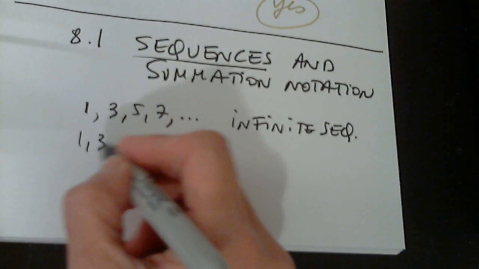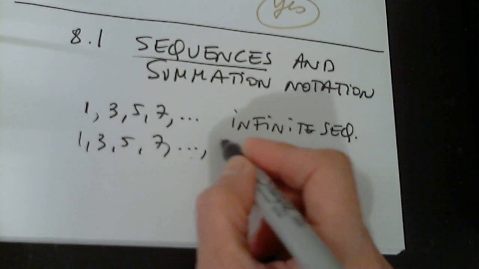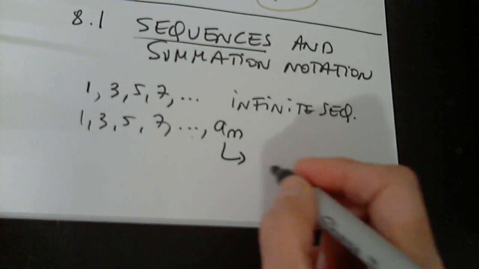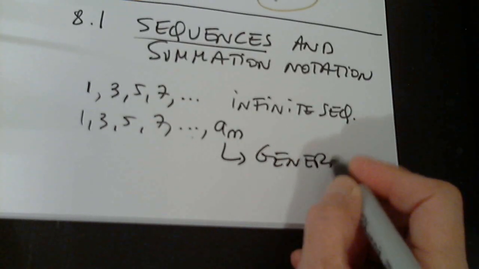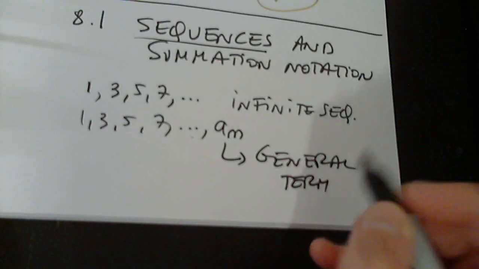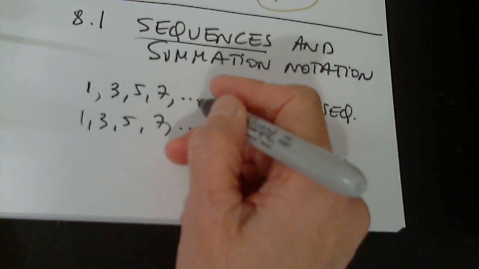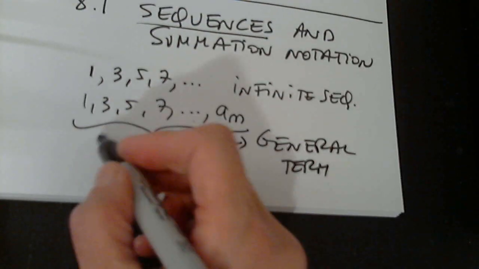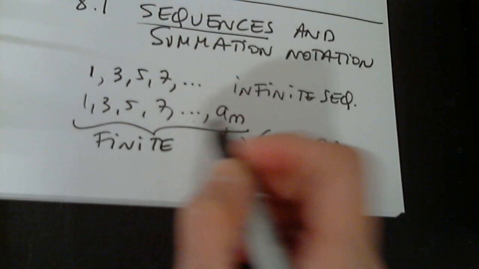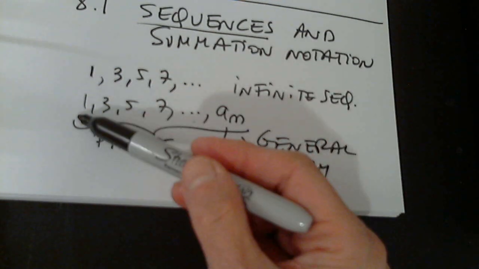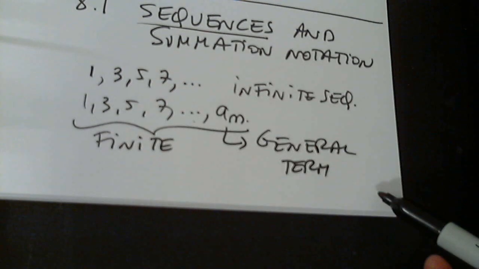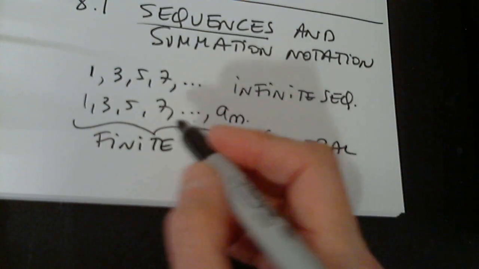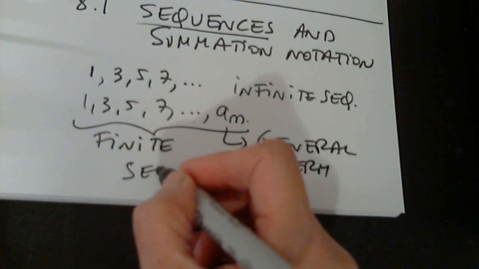But what if I have 1, 3, 5, 7, ... a sub n? Stop. This is the general term. Since I stopped here and I did not continue with 3 dots, this is not an infinite sequence, it's a finite sequence. It does not go on forever. It starts at 1 and it stops at the general term. And I can give n such and such number where it stops. But this is a finite sequence.